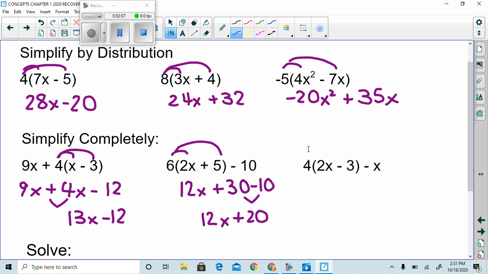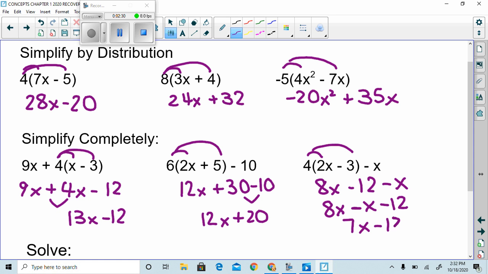Last one of this type. I'm going to start by distributing. So I've got 4 times 2x is 8x, and then the 4 times 3 is minus 12, and then I have this minus x. Now, remembering the properties, I could take the 8x and commute these two last terms so that I have my like terms together, and I'll have a 7x minus 12.